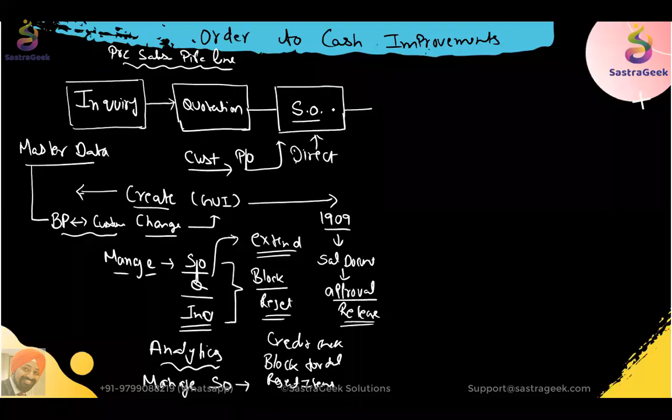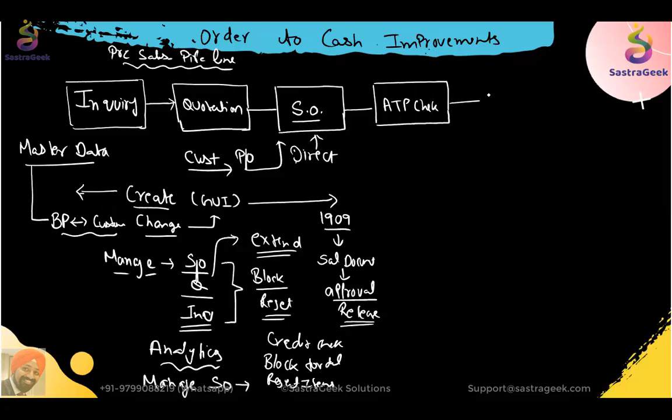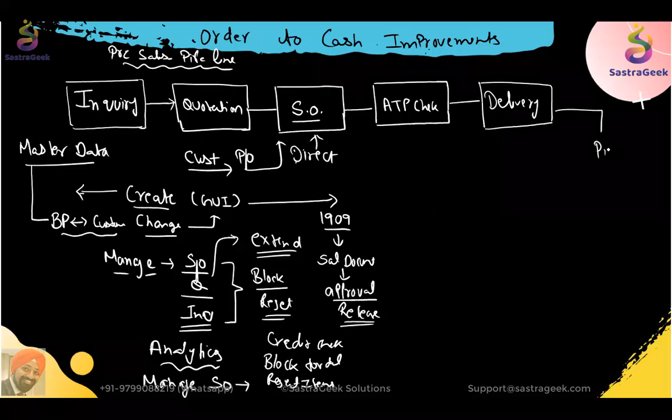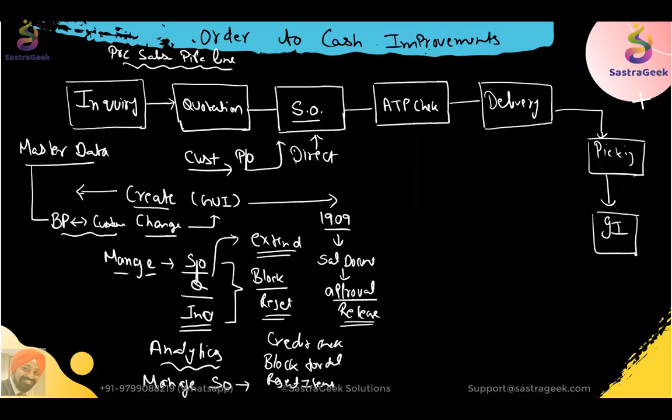Once the sales order is created, it comes to the next steps. In the next step, you would be doing the ATP check, delivery creation, picking, goods issue, and invoicing. So that is the full cycle.